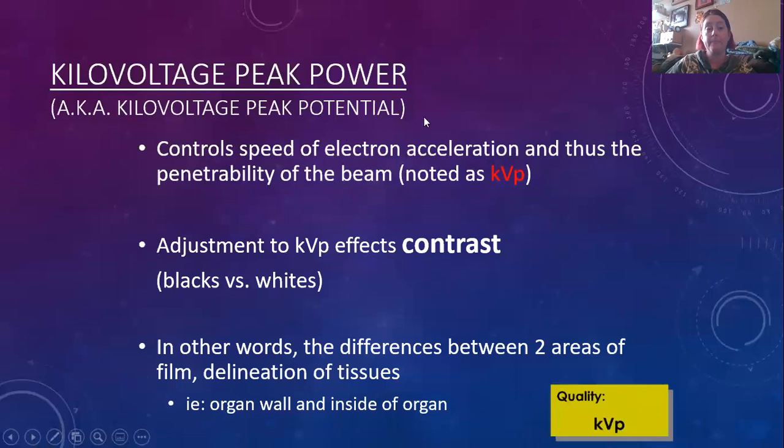This is going to control the electron acceleration and how the beam penetrates through the animal's body. This is also going to be the major controller of contrast. Contrast is our blacks versus our whites, or how we see the differences between two areas, such as inside the organ and the organ wall and the other anatomy. So we always call KVP the quality.